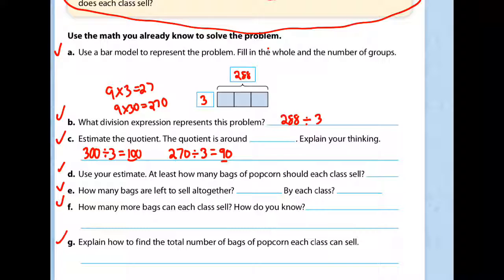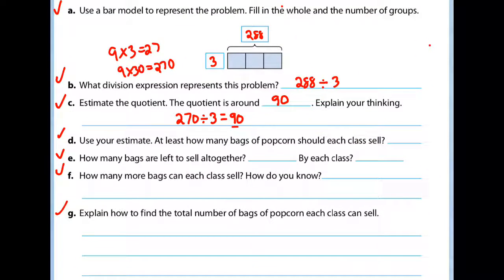Now what I'm going to do is stick with 270 divided by 3. So that would give me a quotient of around 90. Now when it says explain your thinking, I'm just thinking 270 is close to, what was the original number? 288. And it's easy to divide by 3 because 3 goes into 27 9 times.